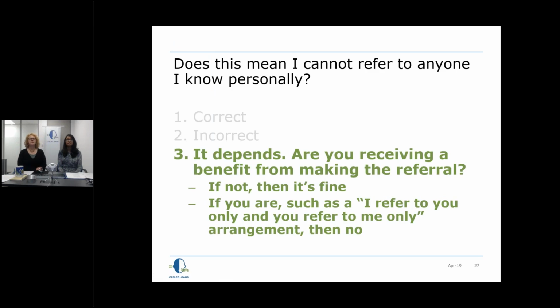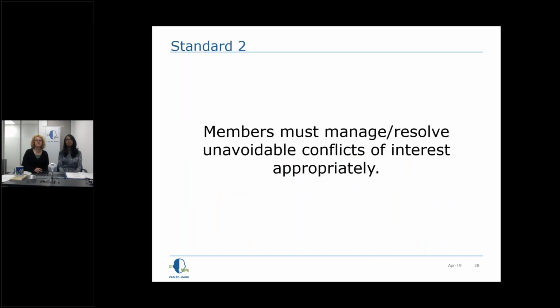Perfect. It depends. And it depends on whether you're receiving a benefit from making the referral. Simply because it's somebody you know personally does not mean you're obtaining a benefit. If you're not, it's fine. But if you have some kind of arrangement with your friend that I will only refer to you if you only refer to me, that kind of arrangement is a benefit for your referral because you'll get referrals back, and therefore it's not okay. That is receiving a benefit for your referral. So well done on the people who picked it depends.